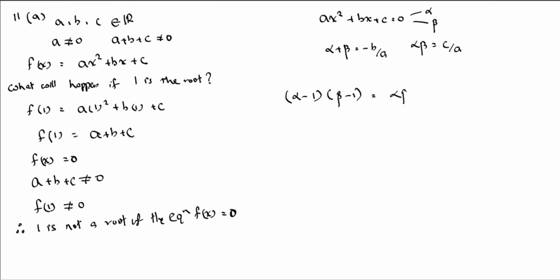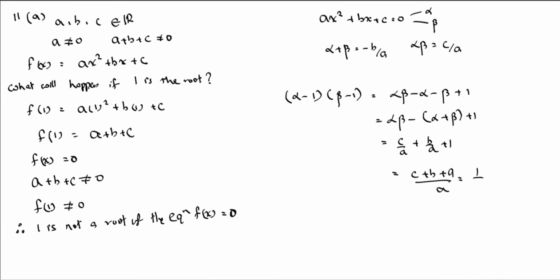This is alpha beta minus beta minus alpha plus 1. Alpha beta, take minus out, alpha plus beta, plus 1. Alpha beta here is c over a, minus b over a is minus alpha plus beta, plus 1. So this is going to be c plus b plus a over a, that is 1 over a plus b plus c. It is (alpha minus 1)(beta minus 1).